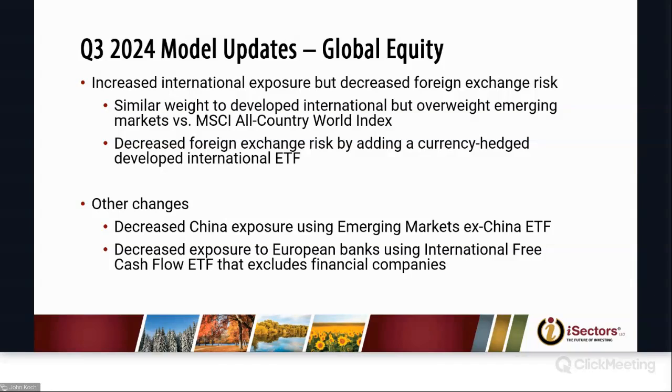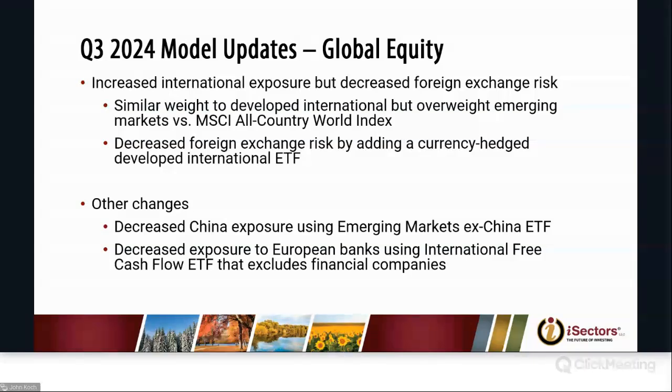We also decreased our exposure to European banks by buying iCow from Pacer, which is a developed international free cash flow focused ETF that explicitly excludes the financial sector. Many developed international equity indices are more heavily invested in financials than their US counterparts.